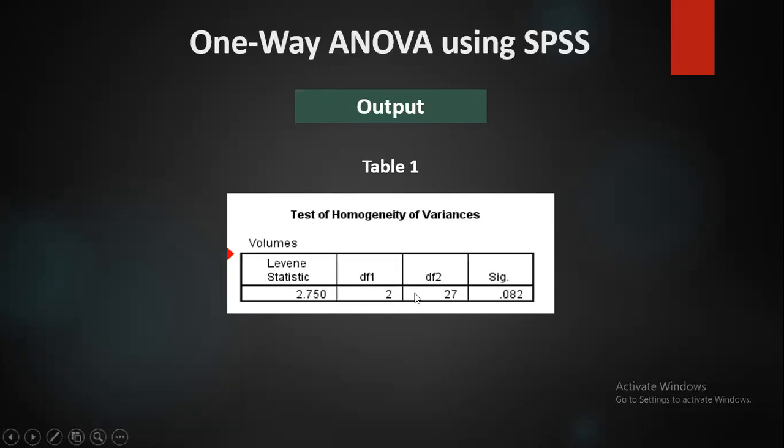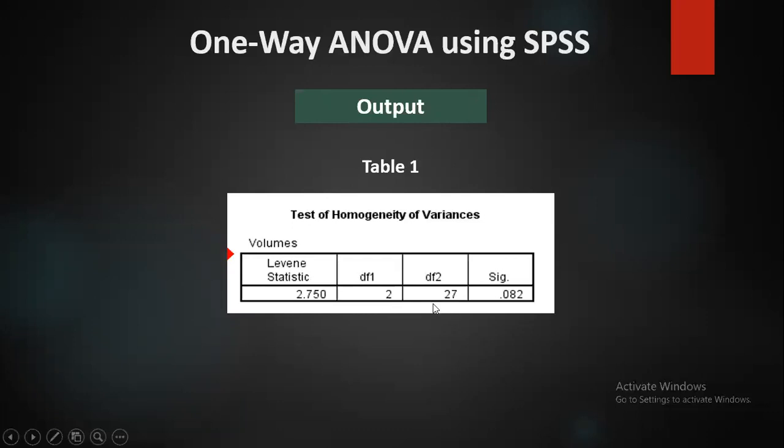Now what are DF1 and DF2? DF1 is K minus 1. What is K here? The number of groups or the number of factor levels. We have in all 3 metro cities, so we have 3 groups. That's why K is equal to 3. 3 minus 1 is 2, so DF1 is 2.